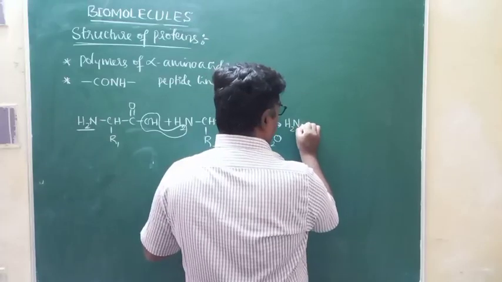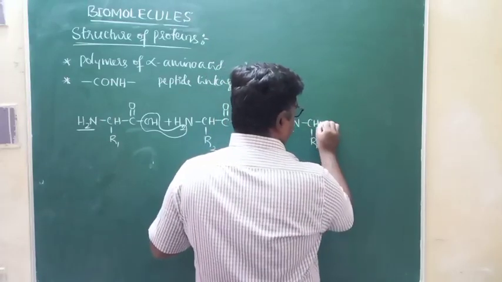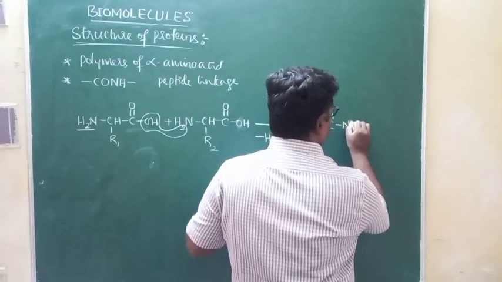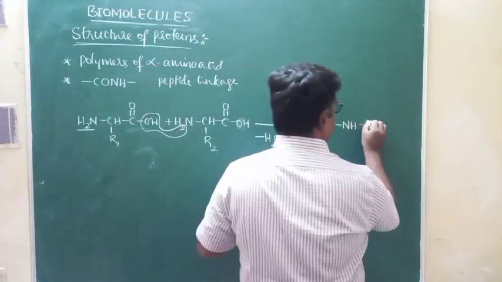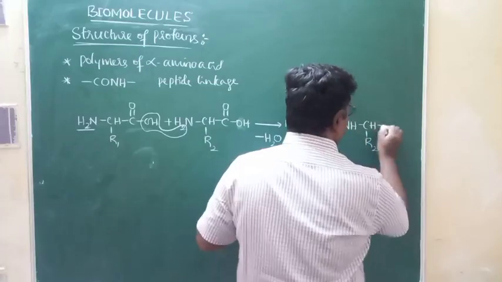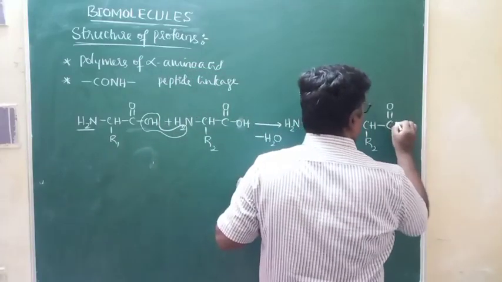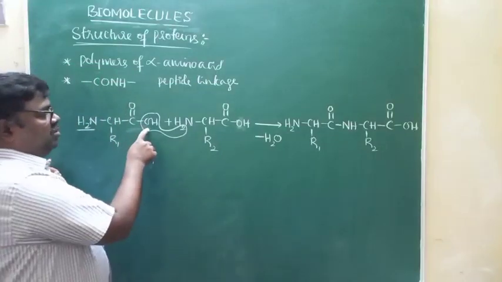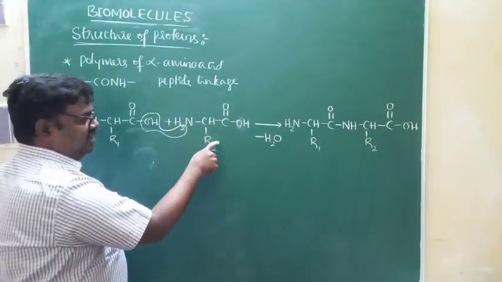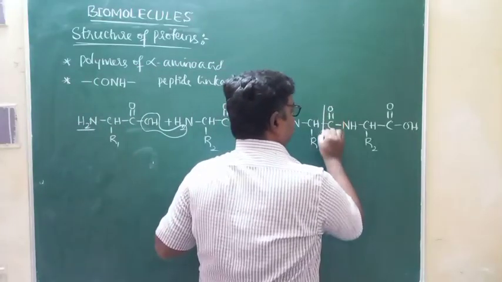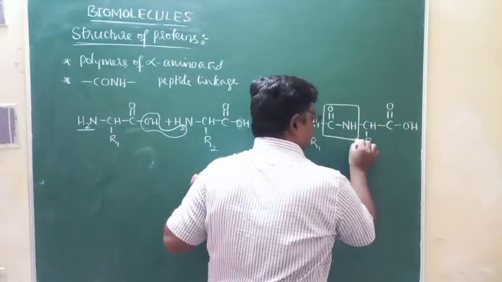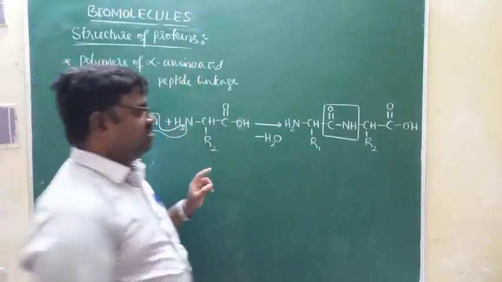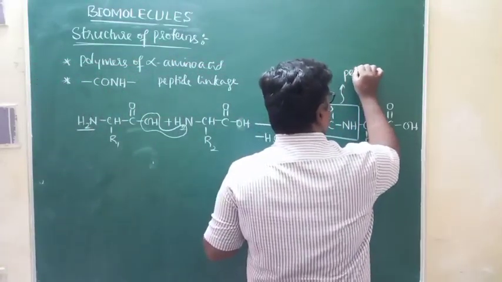Look at this. This product contains the amide linkage, that is, C double bond O is attached to NH, and the NH is attached to CH, and of course R2 there. Then we have C double bond OH. This is the product that is obtained when the carboxyl group of one amino acid is condensed with the amino group of another alpha amino acid. That results in the formation of one amide linkage. This is what we call the amide linkage. This amide linkage between alpha amino acids in proteins is called the peptide linkage.